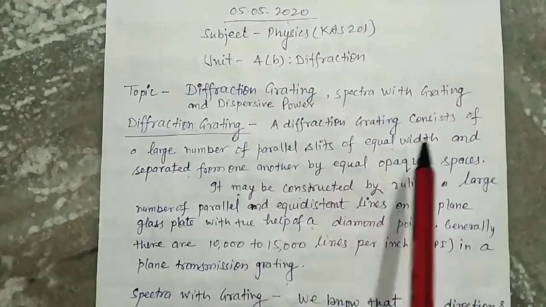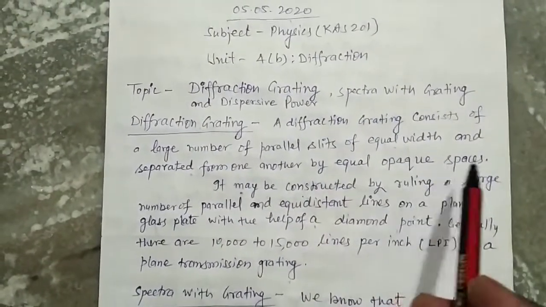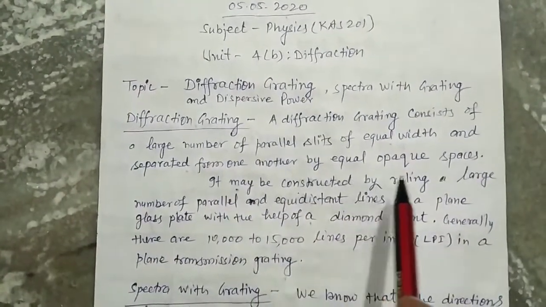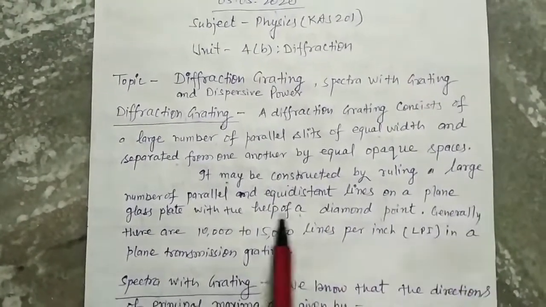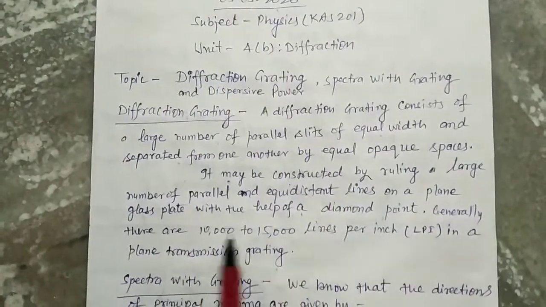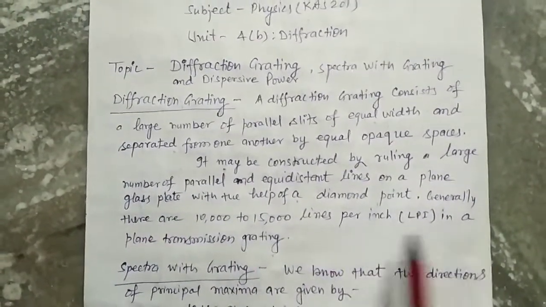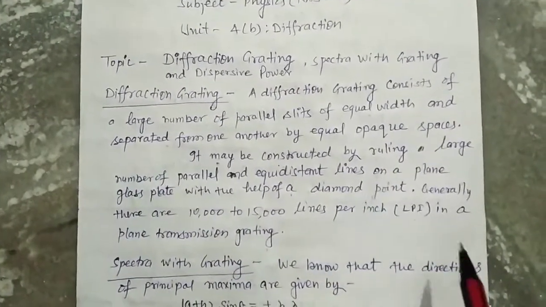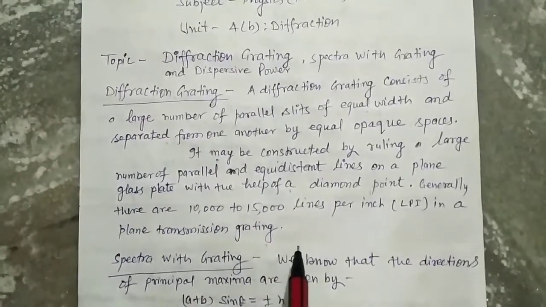A diffraction grating consists of a large number of parallel slits of equal width and separated from one another by equal opaque spaces. It may be constructed by ruling a large number of parallel and equidistant lines on a plain glass plate with the help of a diamond point. Generally, there are 10,000 to 15,000 lines per inch, which is called LPI, in a plain transmission grating.